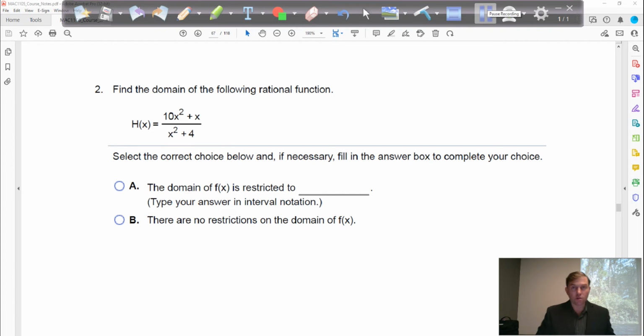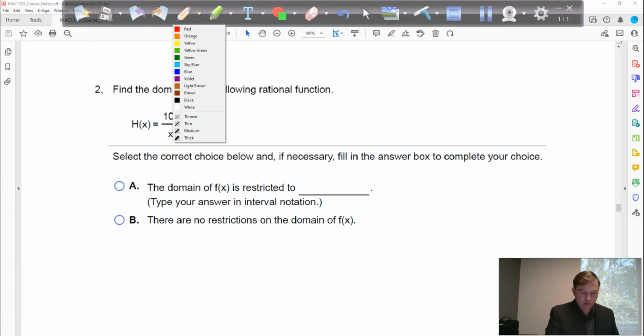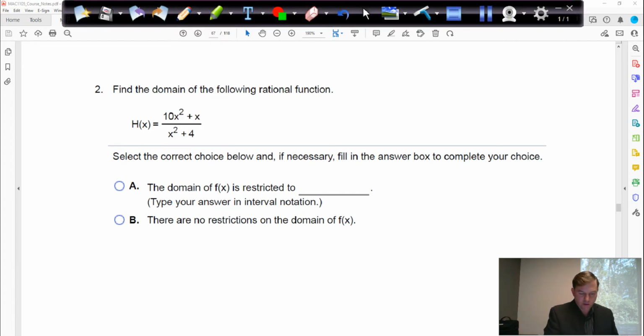For number 2, we're going to have the same idea. Let's just immediately go in here and try to factor. Factor the top. Notice an x can come out of both of those, so you get 10x plus 1. And the bottom, x squared plus 4.